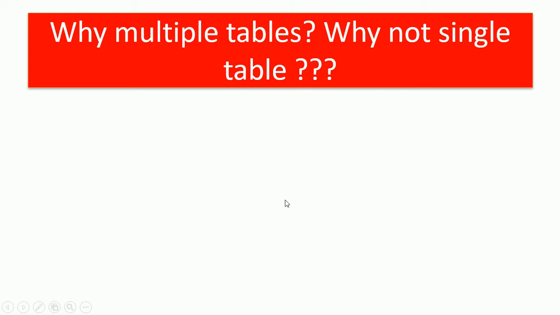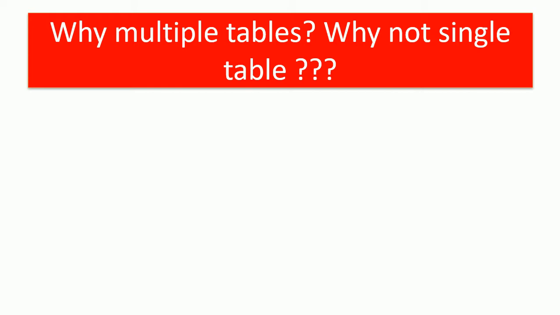After seeing a single table that contains almost all kinds of data, a question will arise: why multiple tables and why not a single table? We have discussed what a single table is, a table that carries almost all categories of data. The personal detail category is slightly different from subject details, whereas subject details are slightly different from section details. But all those details were accumulated in a single table.